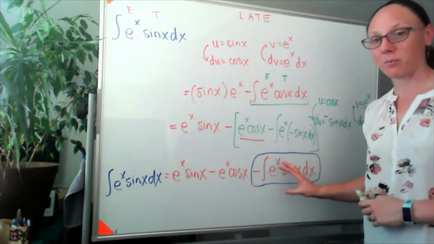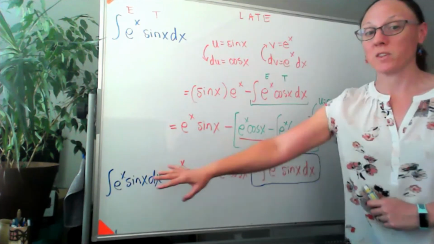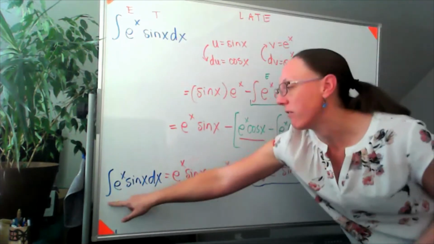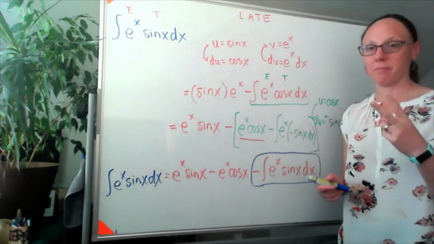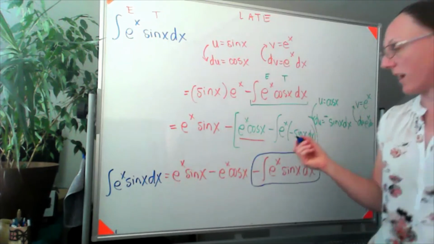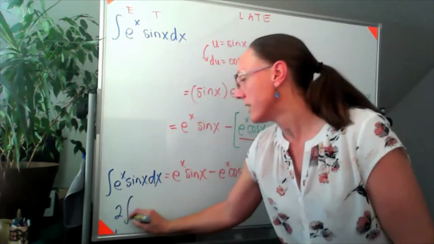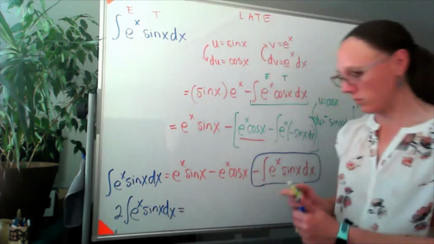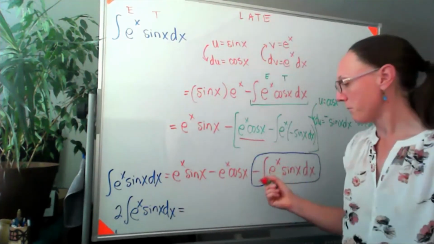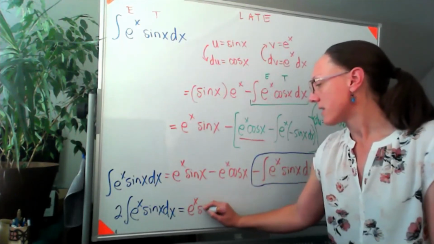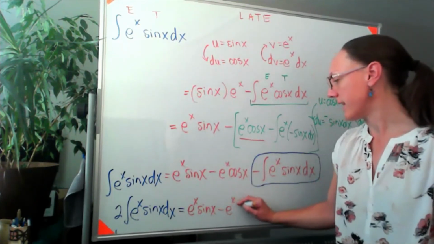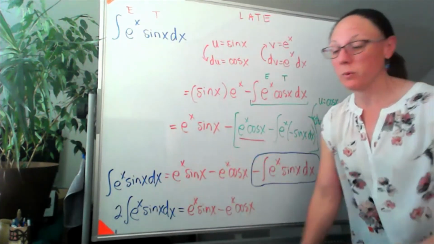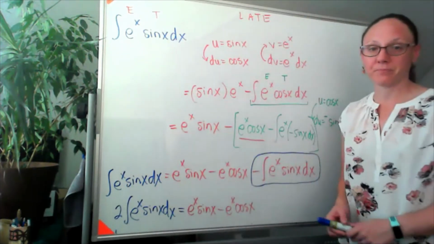So I'm going to pick this entire piece up and add it to both sides of the equation. That means that on the left-hand side, I won't just have one of this integral, I'll have two of them. So when I add that to both sides, I end up with 2 times the integral of e to the x sine of x dx is equal to e to the x sine x minus e to the x cosine of x. And that's almost what we were looking for at the beginning of the problem.